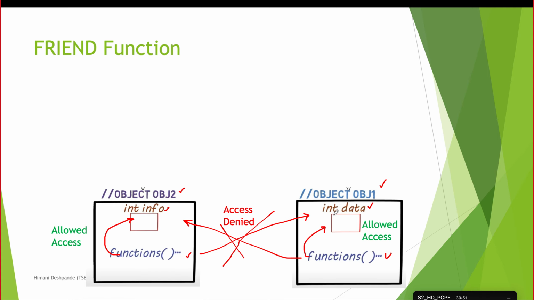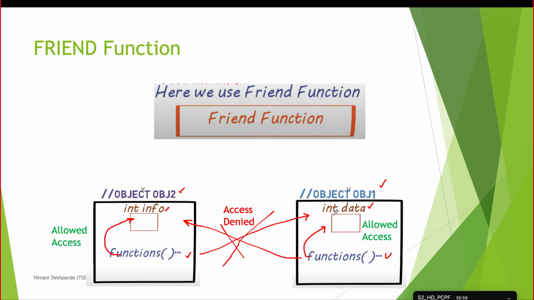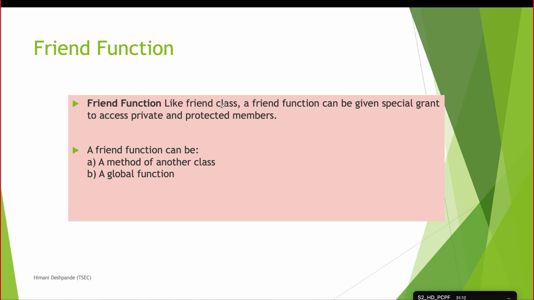But if we want to get this access, then friend functions come into the picture. Friend functions are a special type of function, which we use in this scenario when we want this type of access. So what are friend functions? A friend function is like a friend class. A friend function can be given special grant to access even the private and protected members.